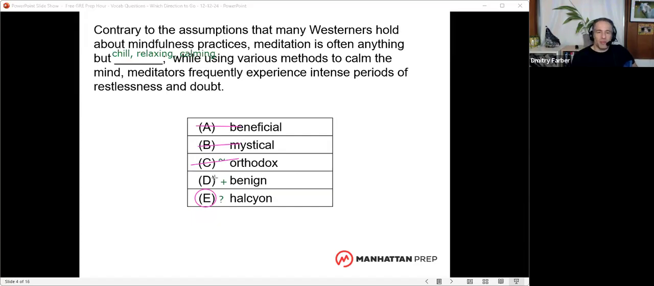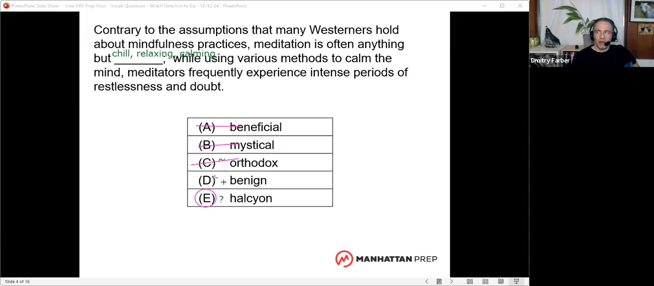Or a word like orthodox or mystical that has something to do with the content of religion, prayer, meditation, things like that, but that doesn't get at the specific point they're making, right? Someone might just grab it if they saw it was about meditation. Sure, mystical, yeah, but they haven't really read this sentence and thought about it. And so the GRE puts those in as traps.